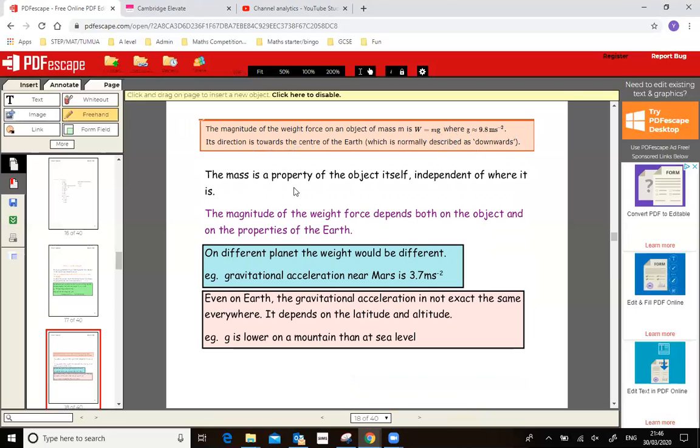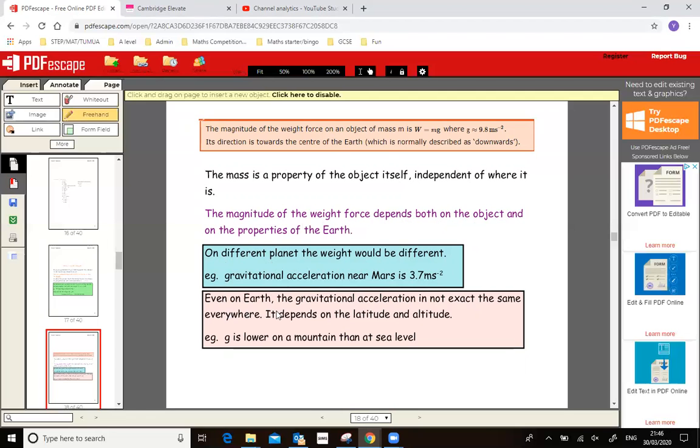The mass is a property of the object itself, independent of where it is. The magnitude of the weight force depends both on the object and the properties of the Earth. If we're on a different planet, the weight could be different. For example, the gravitational acceleration near Mars is 3.7 meters per second squared.